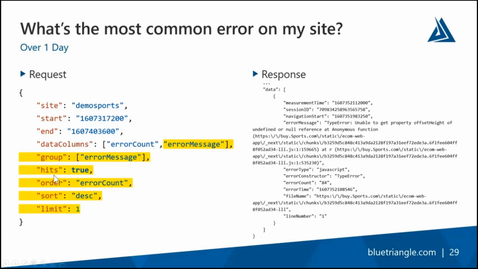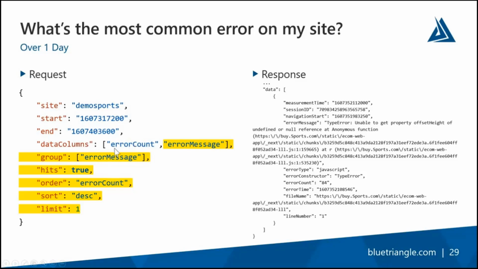If you're wondering why it's called hits, it comes from the idea of a page hit. So this would be like one row of data, for example. So that's kind of the idea there. A page hit is going to have one or more errors. So we have our data columns, error count and error message, and then we're going to group by the error message because we want to see how many times this particular error message is happening. What is the most common error message on the site? That's essentially what we're asking.